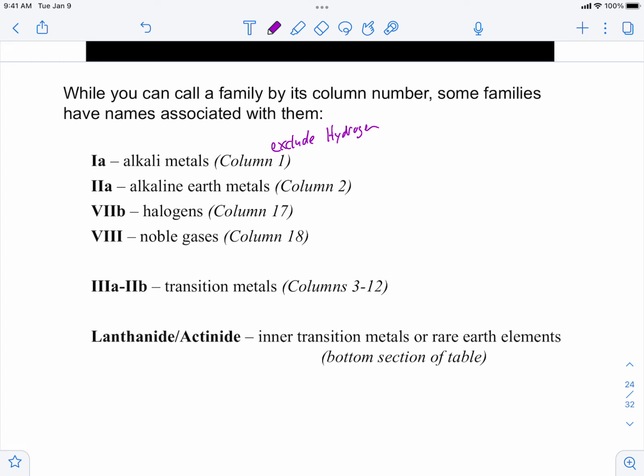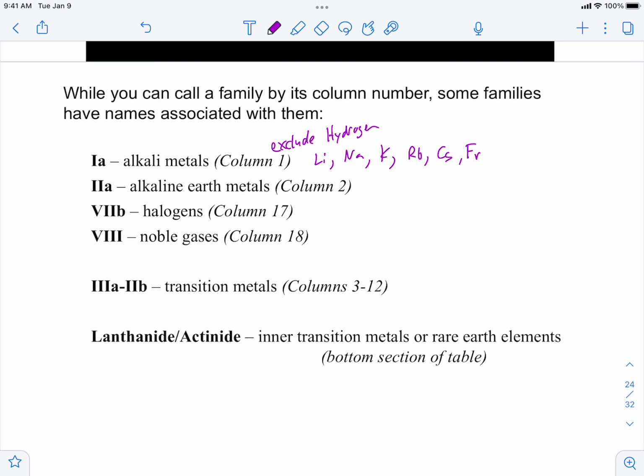So besides hydrogen, we are talking about lithium, sodium, potassium, rubidium, cesium, francium. Those are called the alkali metals. So you need to know that's their name.